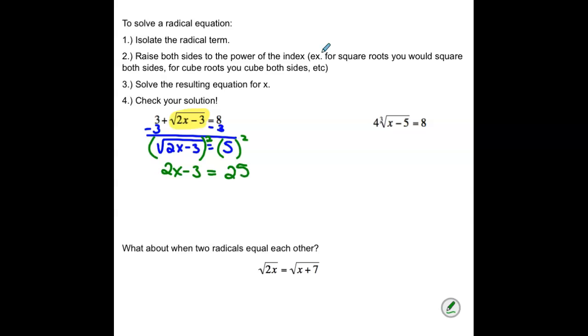From here, we're just solving a linear equation. So we're going to add 3 to the other side, and then we're going to divide out our 2. So we end up with x being 14.